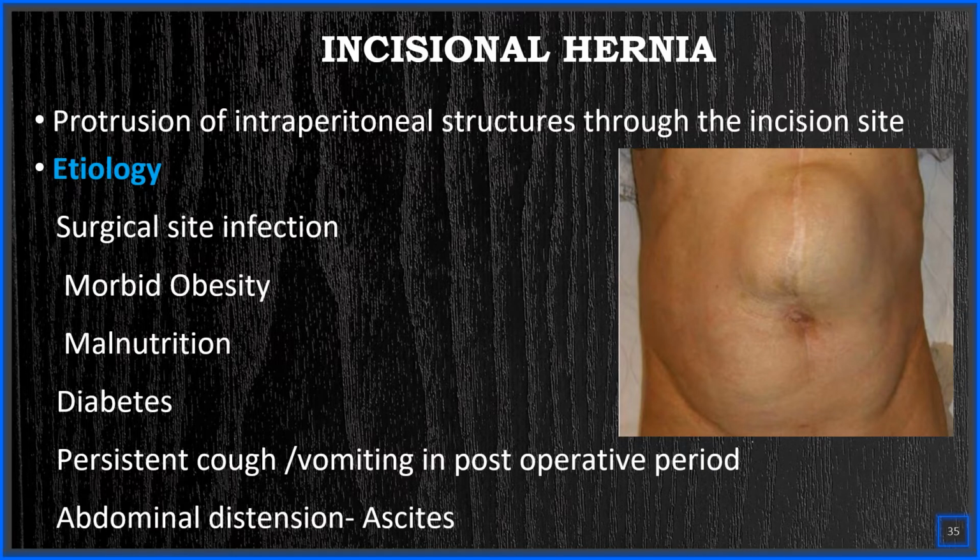What are the different causes for incisional hernia? After surgery, there is a surgical site infection. So that weakens the site of incision. So there can be a chance for incisional hernia later in life. Or if the patient is having morbid obesity, or if there is malnutrition, the healing has not occurred properly, because for healing a lot of vitamin C is required. So if there is malnutrition, healing will not occur properly.